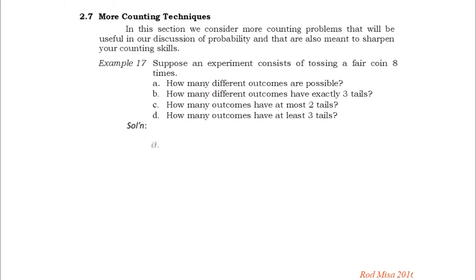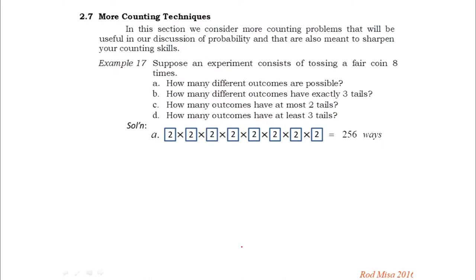Now, solving for the first question, we can create 8 boxes here because we will be tossing a fair coin 8 times. And we know that the first toss could result in 2 ways because the coin could land maybe a head or a tail. And tossing again the second coin could result in head or tail. And so with the third toss, we can have 2 possible outcomes, head or tail. And so with the fourth toss, the fifth toss, the sixth toss, the seventh toss, and the last tossing of the coin. And multiplying all these numbers is using the fundamental principle of counting.